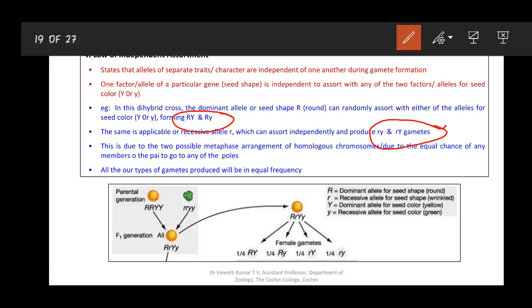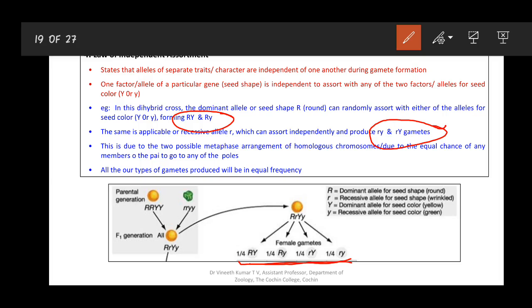This is due to the 2 possible metaphase arrangements of homologous chromosomes, or the equal chance of any of the members of the pair to go to any of the poles. So all the 4 types of gametes produced will have equal frequency, and that is what is shown here. Each gamete has an equal chance of being formed, which is 25%, or 1/4. So they will be formed in equal frequency. This is what is called the law of independent assortment.